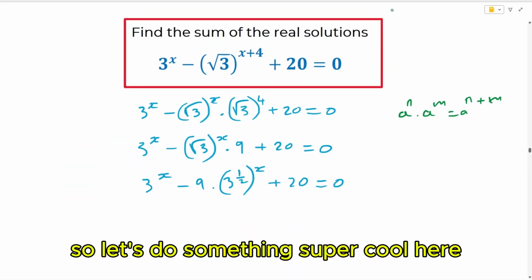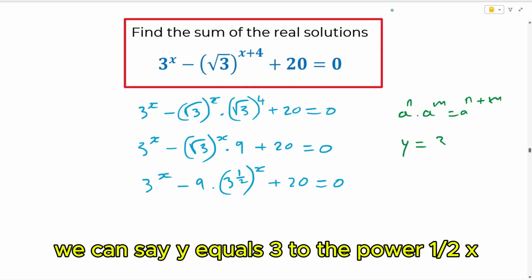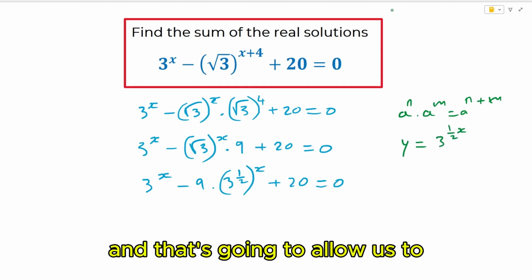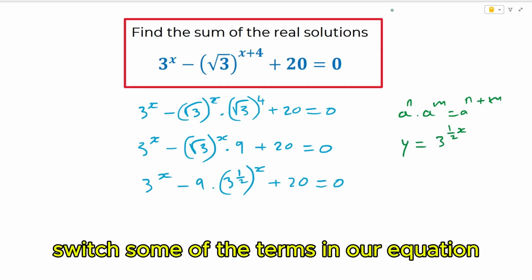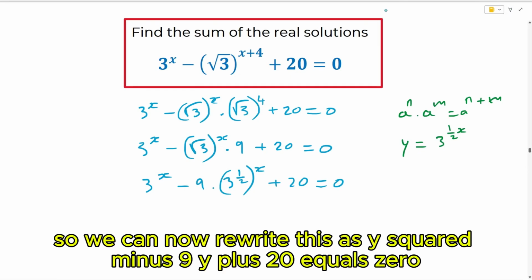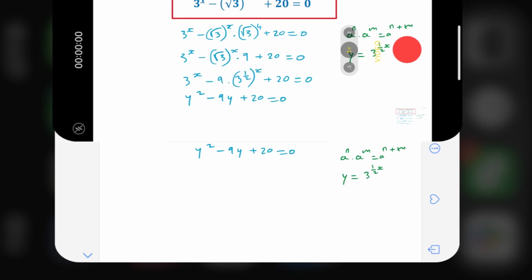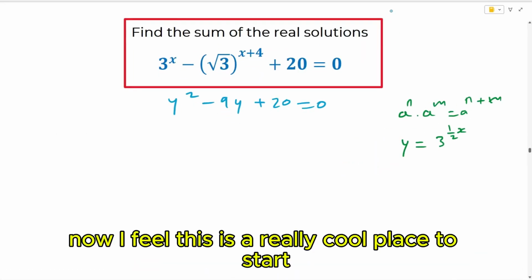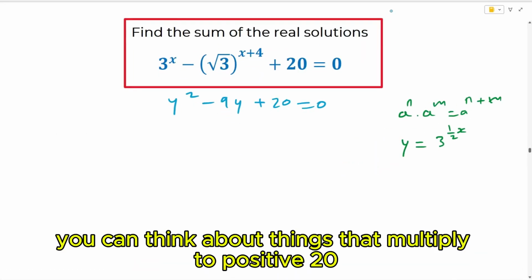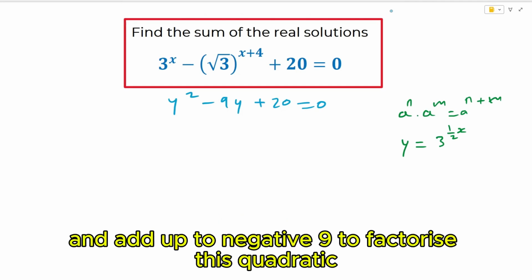And so let's do something super cool here. We can say y equals 3 to the power a half x, and that's going to allow us to switch some of the terms in our equation. So we can now rewrite this as y squared minus 9y plus 20 equals 0. Now I feel this is a really cool place to start. You can think about things that multiply to positive 20 and add up to negative 9 to factorize this quadratic.